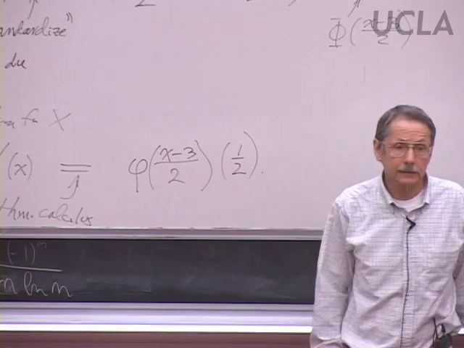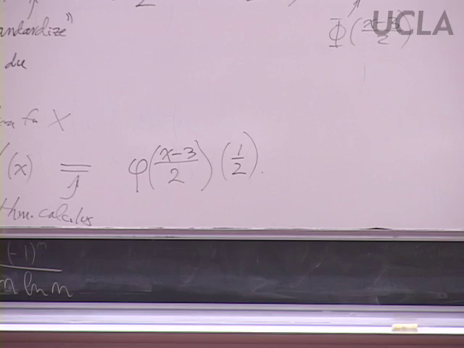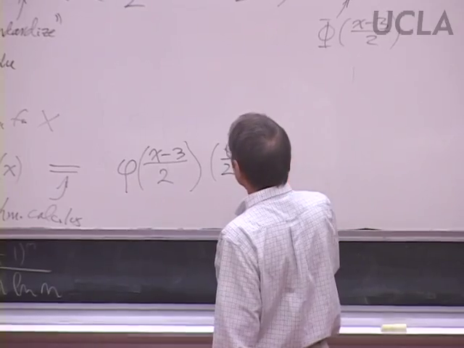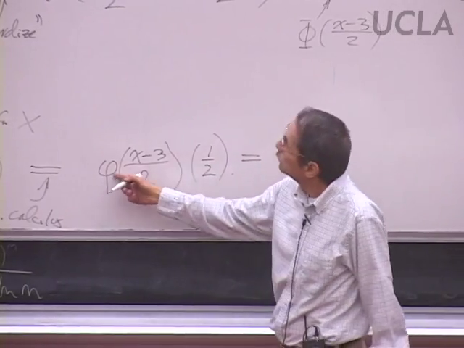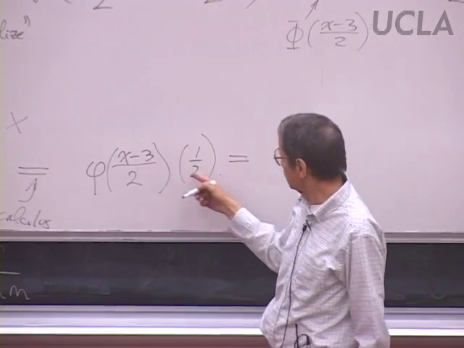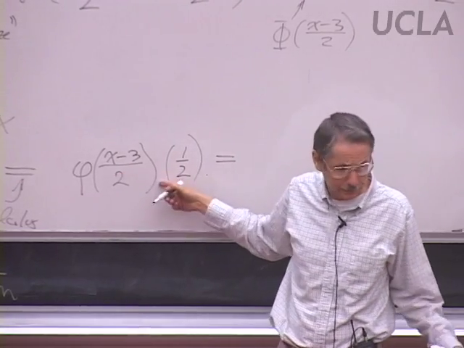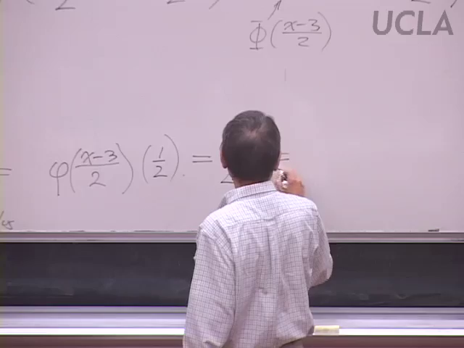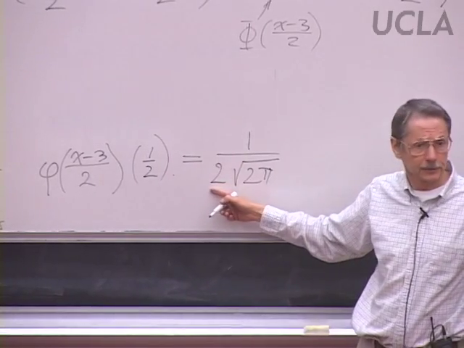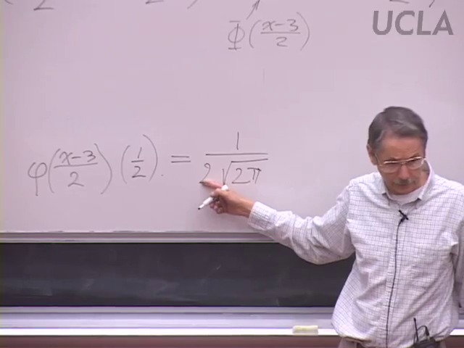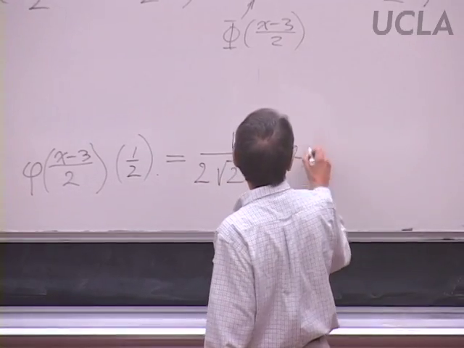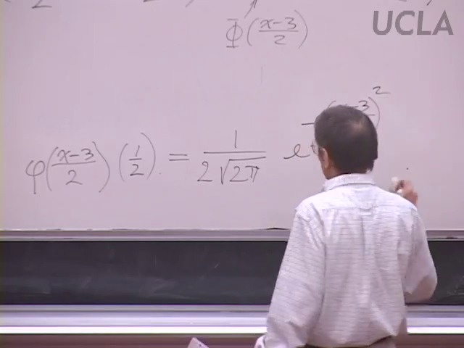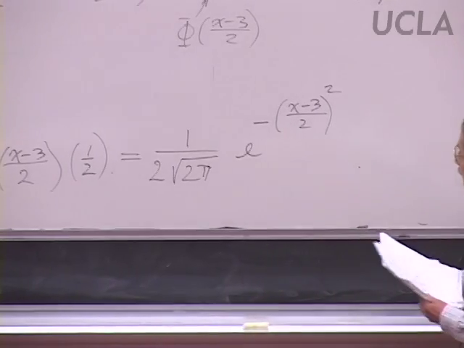So here's the density function for capital X. We have that formula for phi, evaluated at this point, and there's this 1/2 here. So we have 1 over 2 times the square root of 2 pi. That is, this half gives us this 2 down here in the denominator, times e to the minus x minus 3 over 2 squared. The density function for x.